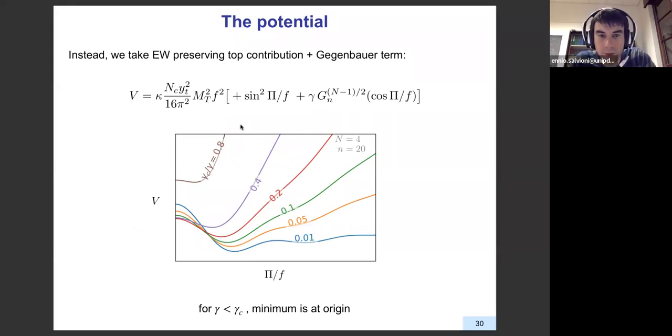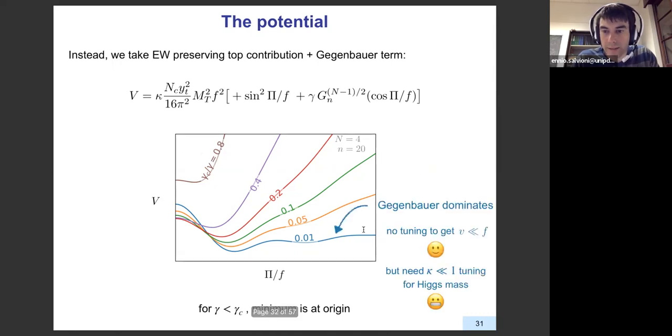Depending on this gamma C over gamma, which is a parameter. Gamma C is a critical value below which the minimum is simply at the origin. If gamma is too small, then the minimum is simply just here, and as soon as we cross this gamma C, then there is a range of possibilities. So let me show you what can happen. There are two limits which are easy to understand. On the right here is the limit where the Gegenbauer contribution is dominating. This is the large gamma limit. Then what happens is easy to understand.